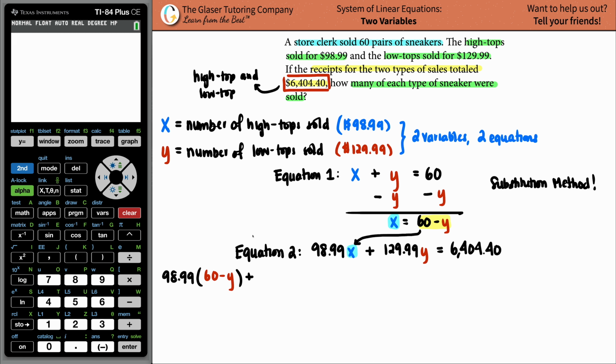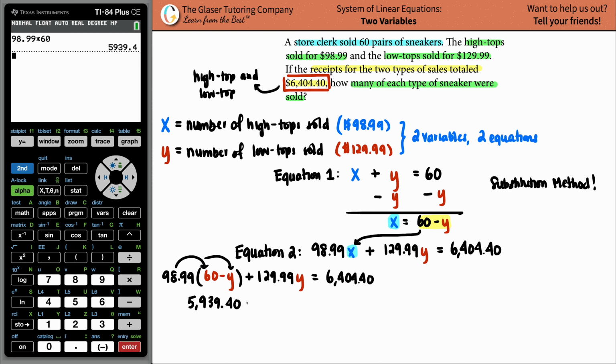So this was plus 129.99y, and this equals $6,404.40. Now you only have y's as your variables, so we can solve. Let's use our PEMDAS now. We got to distribute. So 98.99 times 60 is $5,939.40.